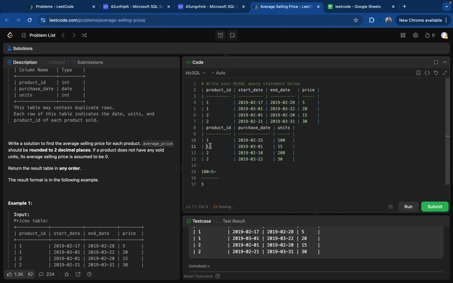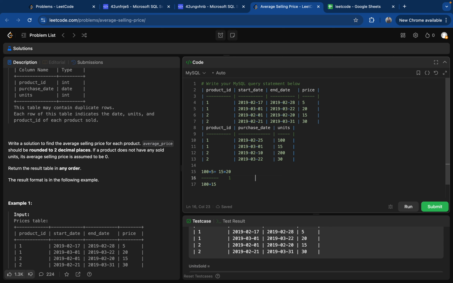Then let's look at this one. On March 1st the price was 20, and how many units were bought? 15. So the total will be 15 units bought at 20. So the total will be 100 times 5 plus 15 times 20. This is for product ID 1.